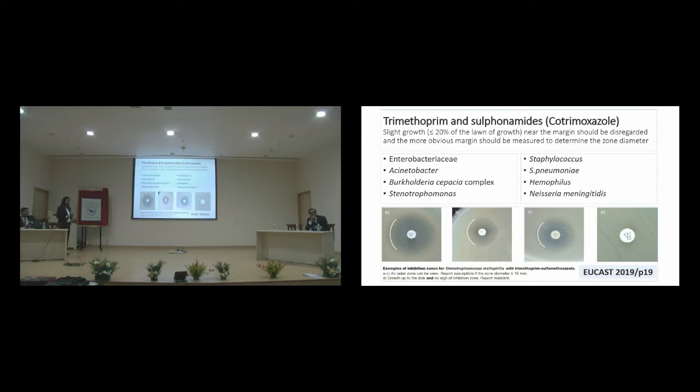Thank you very much for the explanation. Actually, how these breakpoints and these zone sizes are arrived at is a very complex interplay of many, many confounding factors. Thankfully, organizations like EUCAST and CLSI have been doing it for us. So, we can easily drive a car without knowing how it is actually running, we can use a computer without knowing how it is functioning. If we delve into those things, it becomes much more complicated.